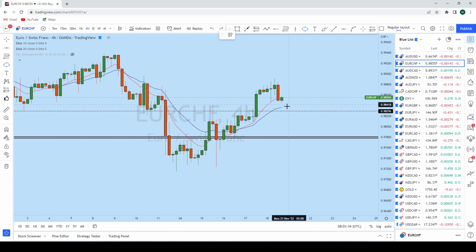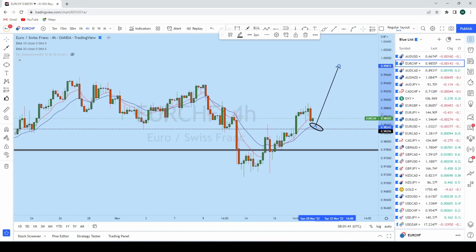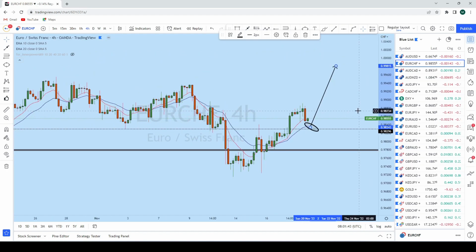We can expect the price to have a bullish move from this zone, and as soon as we find bullish price action along this zone, according to the rules of our strategies, we will consider going long on EURCHF with a high probability trade setup with our students.